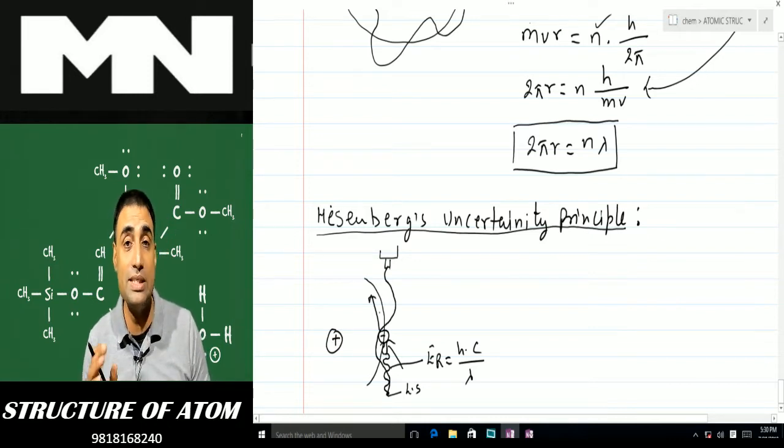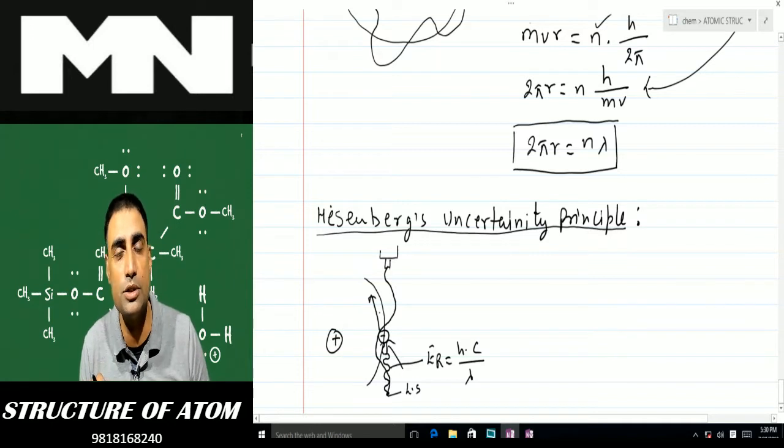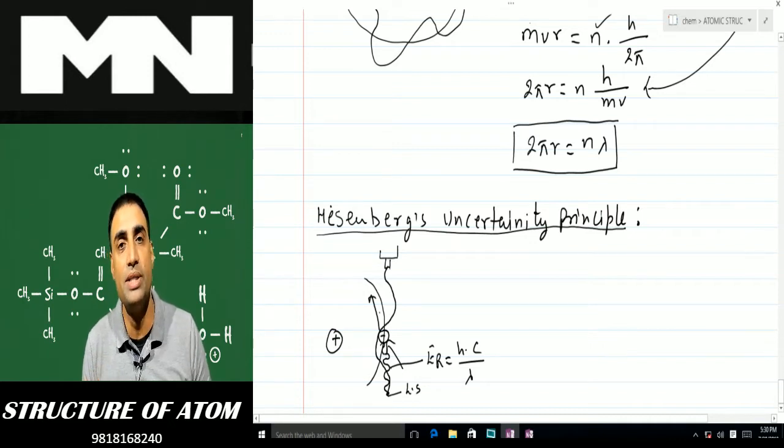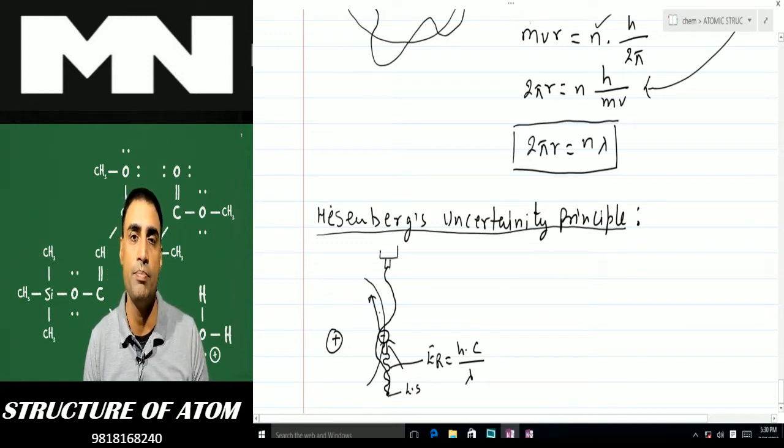So in the first instance, when I was using light of a larger wavelength, what was happening? The velocity of the electron was not changing, it was accurate, but I could not calculate its position accurately. In the second instance, when I can calculate its position accurately, the velocity has changed. That means it is simultaneously, if you want to write it down, you can write it down. This is the Heisenberg's uncertainty principle, that it is simultaneously and precisely impossible to determine both the position as well as the velocity of an electron in an atom.